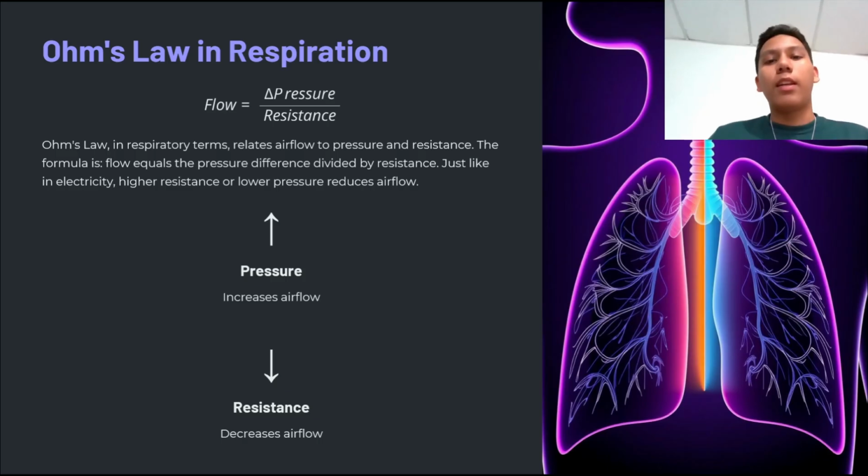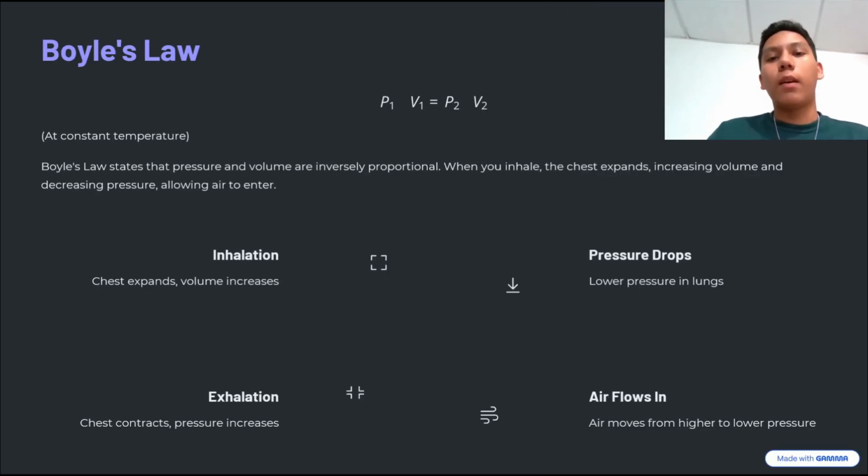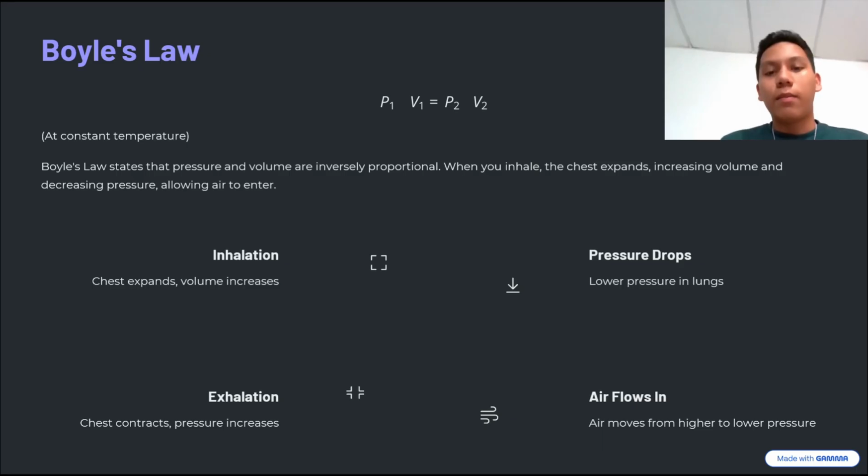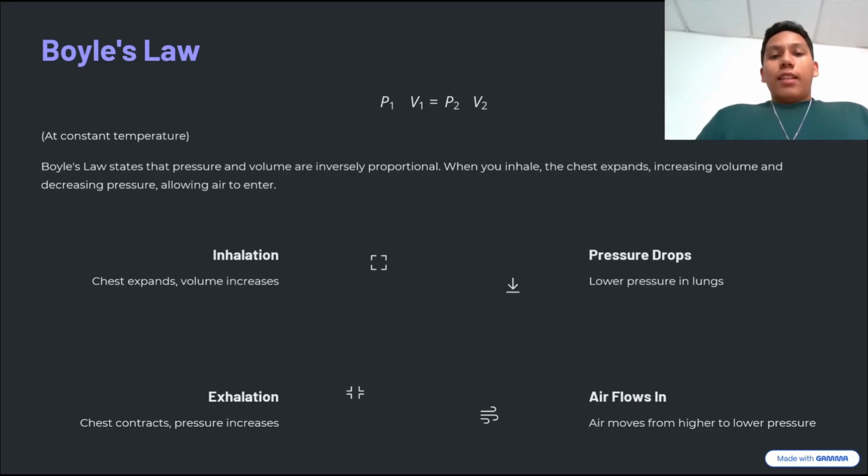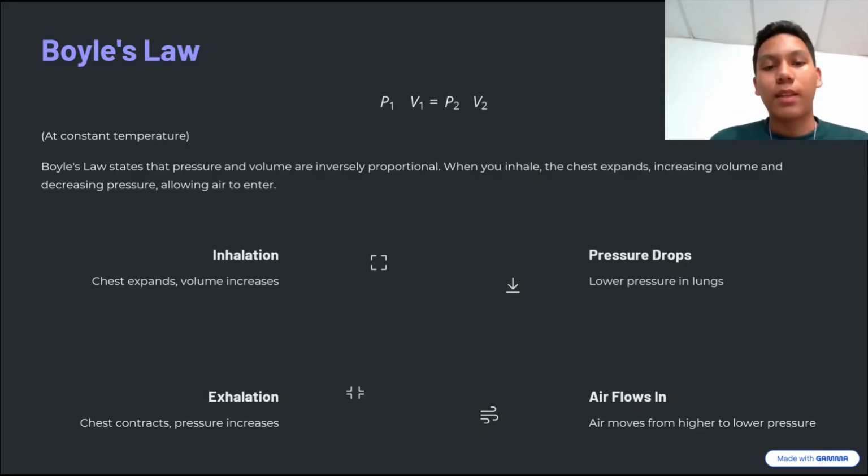Next, we have Boyle's law, which states that P1 times V1 equals P2 times V2 at constant temperature. Boyle's law establishes that pressure and volume are inversely proportional. When we inhale air, the chest expands. It expands by increasing the volume and decreasing the pressure, which allows free air to enter.